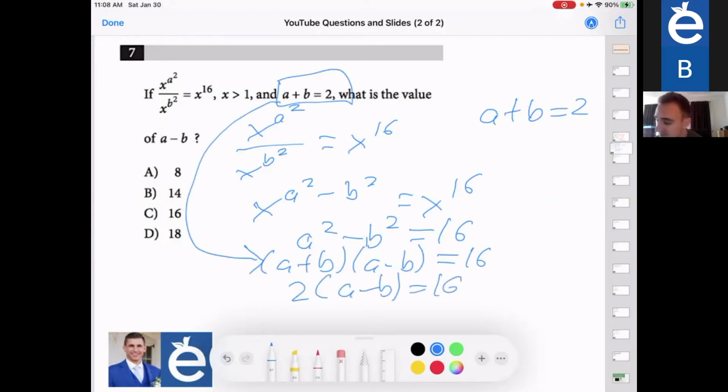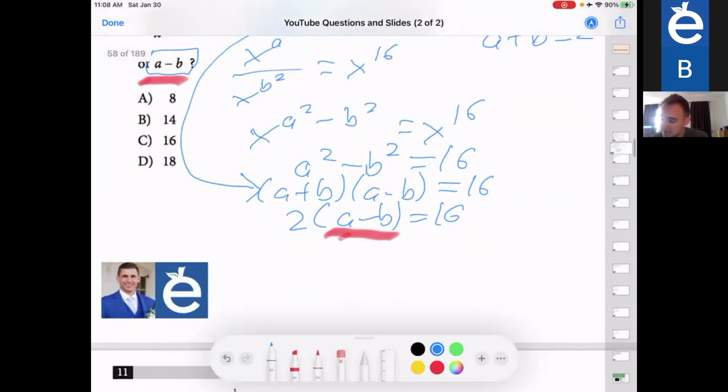And let's think about what the question is asking. It says, what is the value of a minus b? So that's this term here. I just want to get that term by itself. So all I need to do now is just divide by 2. Now my a minus b, I'll leave it in parentheses just to show it as one distinct term, is equal to 16 divided by 2, 8. That is answer number A.